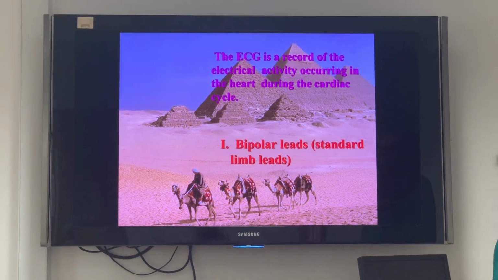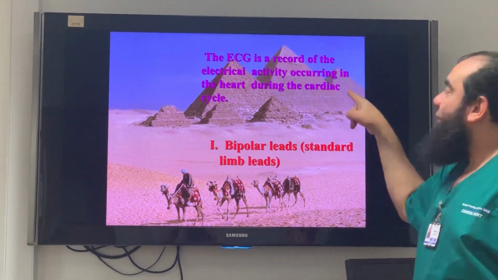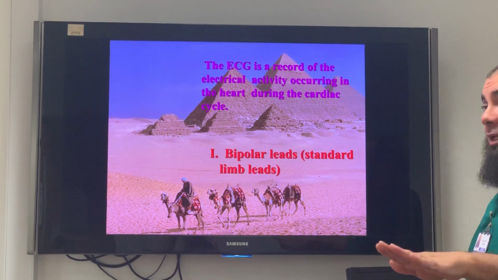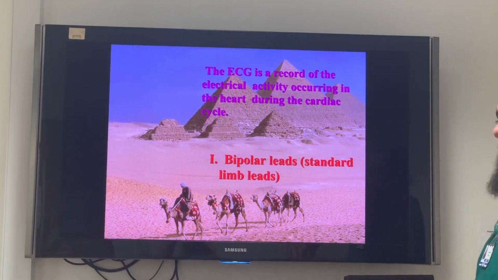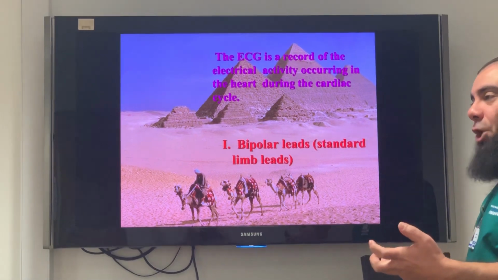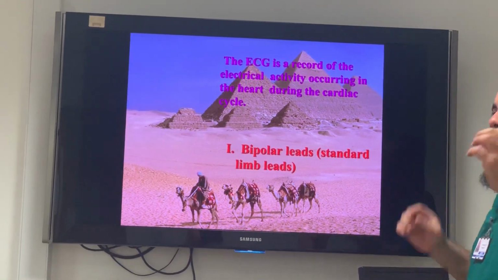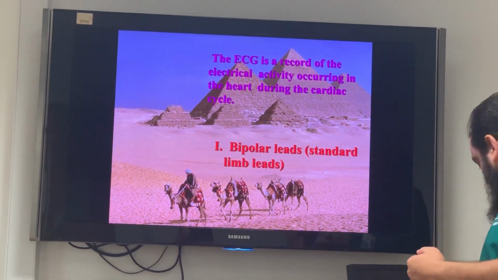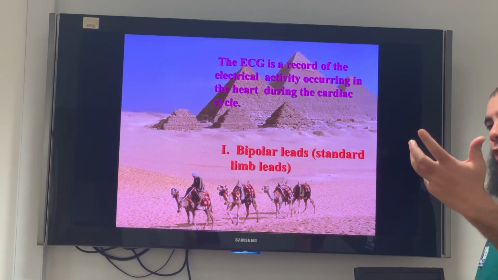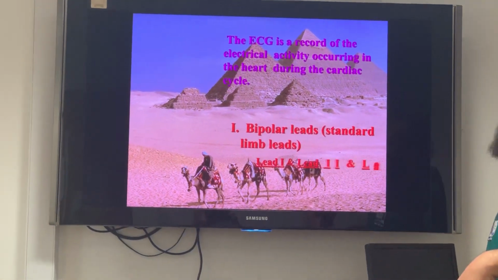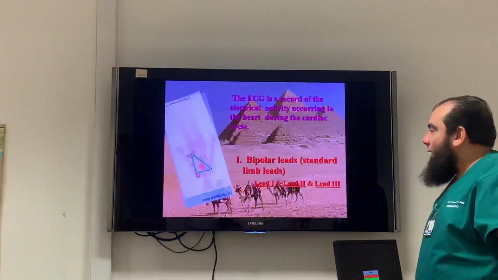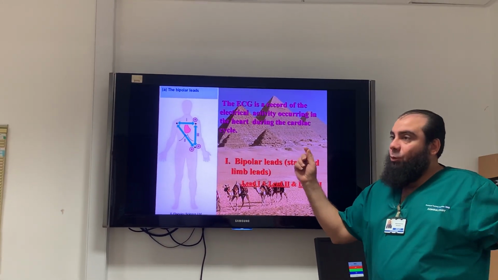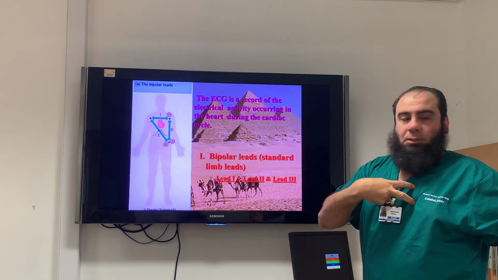Okay. As we agreed before, ECG is a record of electrical activity occurring in the heart during the cardiac cycle, not the contractility. The P wave is not atrial contractility. QRS is not ventricular contractility; it's ventricular depolarization, which after fractions of a second is going to become contractility. Have you got it? So how many leads do we have in ECG? 12. We have 3 that we call bipolar leads, which assess the potential difference in electrical activity between 2 points in comparison to the heart.